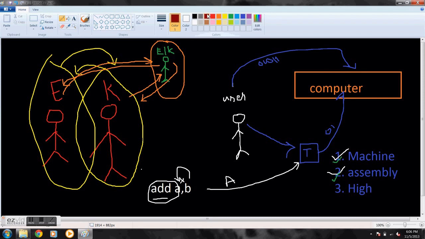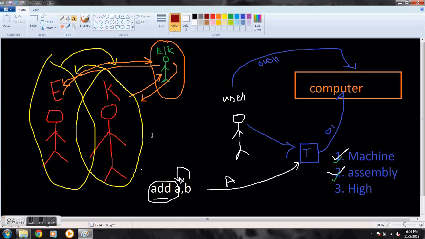What is high level language in a sense? High level language is some language which we like to communicate. I know English. I want to communicate with a computer by using English. Similar to this guy. This guy knows English. He wants to communicate with a Kannada guy with English itself. So he uses a translator as a middleman.